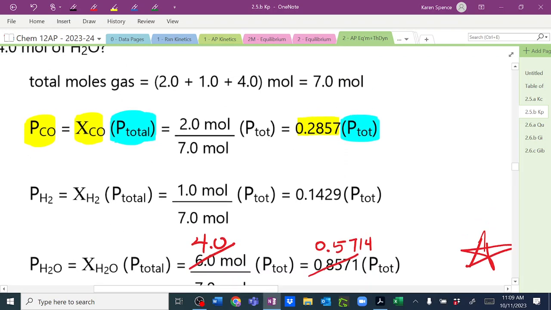So we've calculated our total moles of gas. We know that there are 2 moles of CO2 per 7 moles of total gas. And so you get this fraction, this number here.